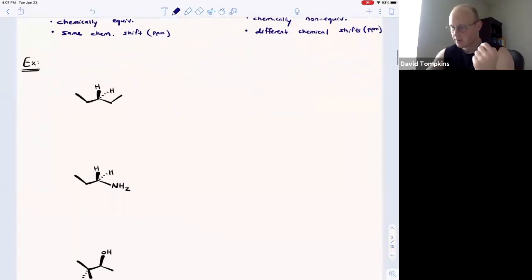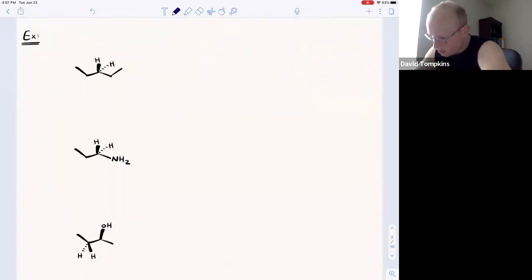So let's go through some examples. That's the best way to approach this. First, checking out the two protons here. They are on the same carbon. This is carbon 3. So they are structurally equivalent. They are the same distance from all other atoms in the molecule.